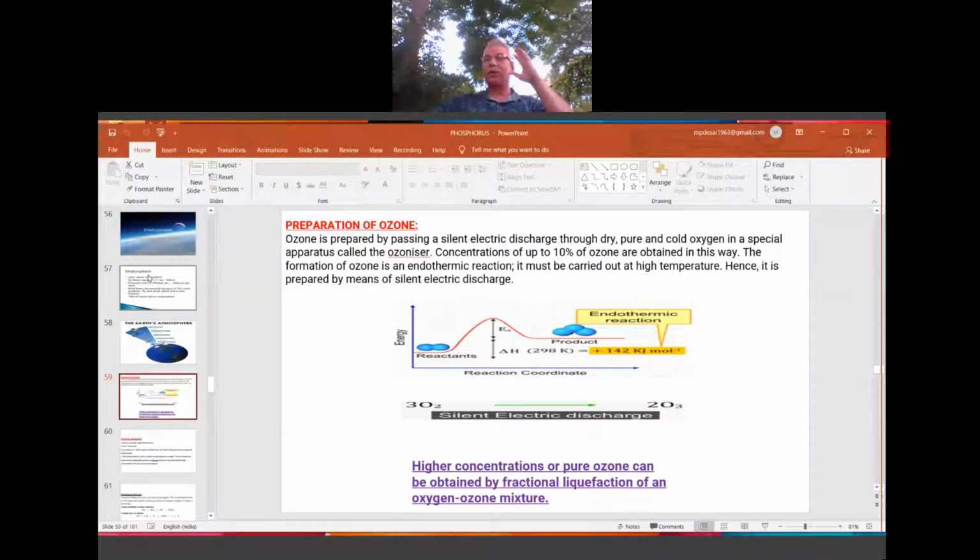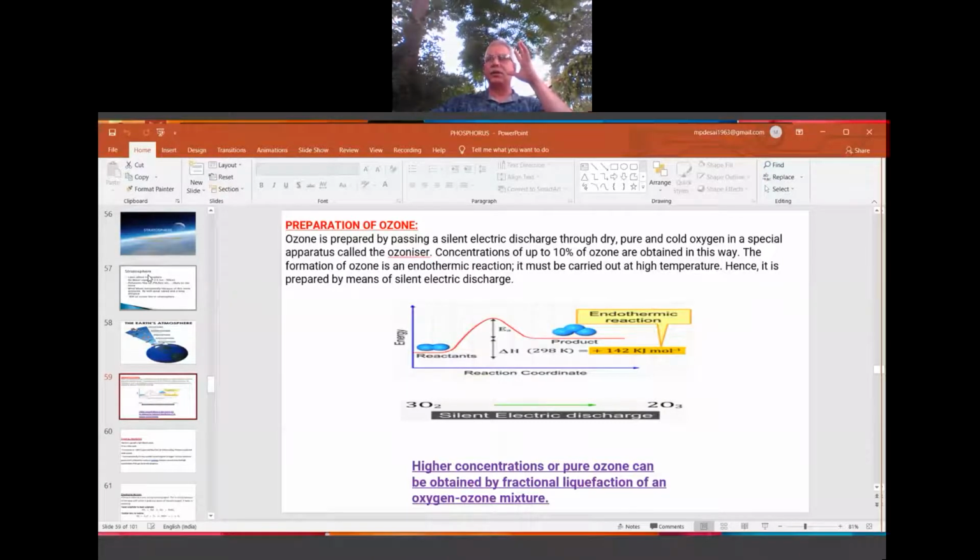So where we carry out O2 to O3, even by doing this much, we don't get a large amount of ozone. Hardly around 10 to 20% we get. That means whatever product we get contains not only ozone, along with ozone some unreacted oxygen is there. So that's why the product is called ozonized oxygen.